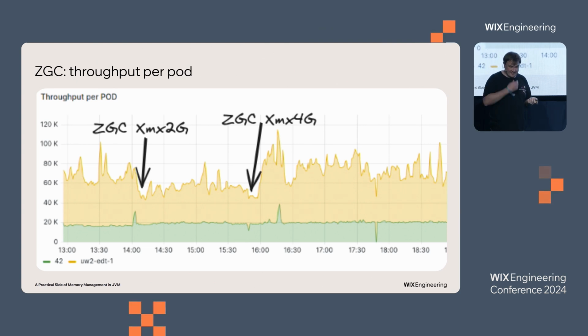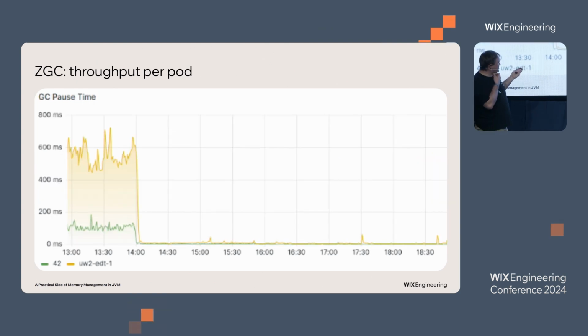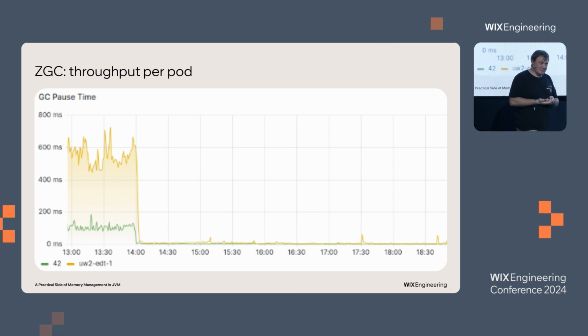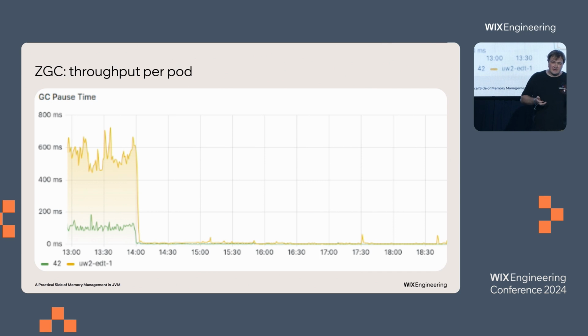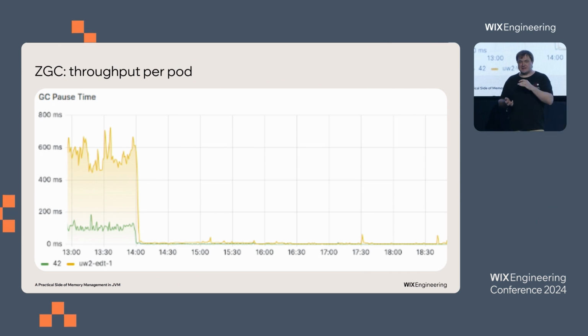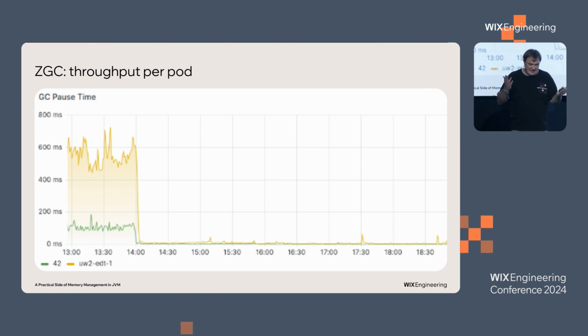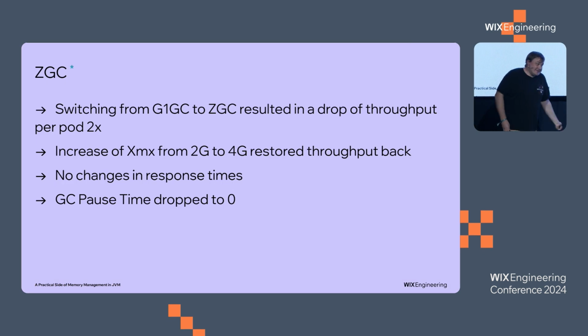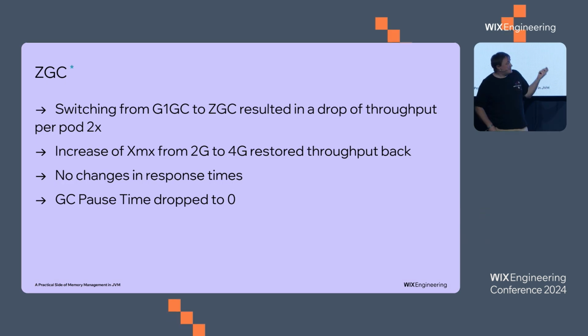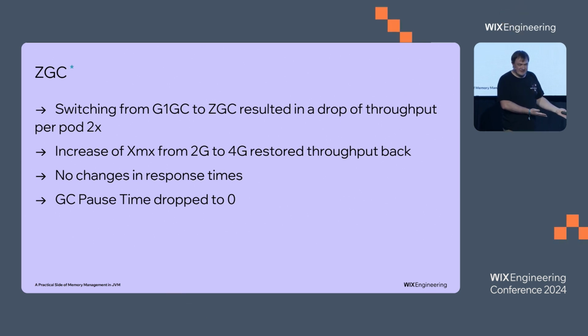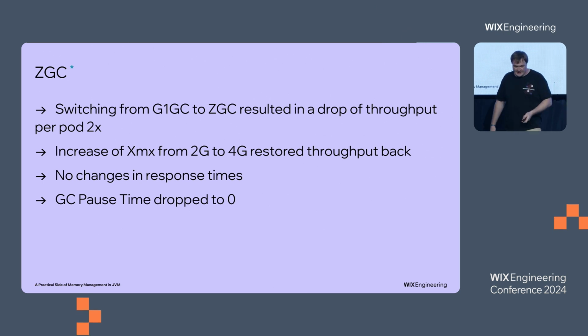The GC pause time indeed almost went to 0, but we didn't see any improvement in response time. Arguably, it was maybe 1 millisecond for median response time. For maximum and higher percentiles, you cannot say there is any difference. So basically, it consumes more resources and doesn't provide any benefits, so it's probably not good for our specific use case.